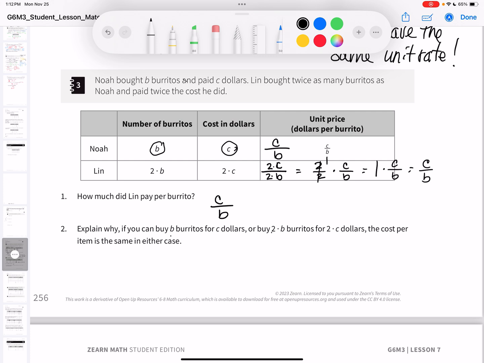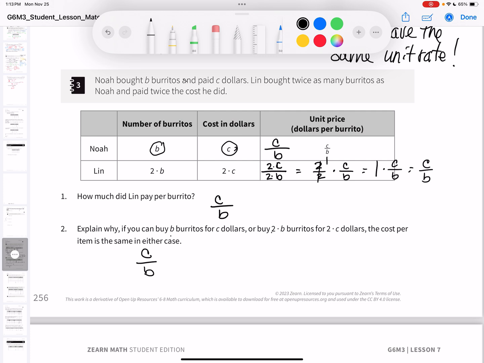Okay, so if you have B over C, right? B items for C dollars, then the unit rate is, oops, sorry, not B over C. The unit rate would be C divided by B, so C over B.